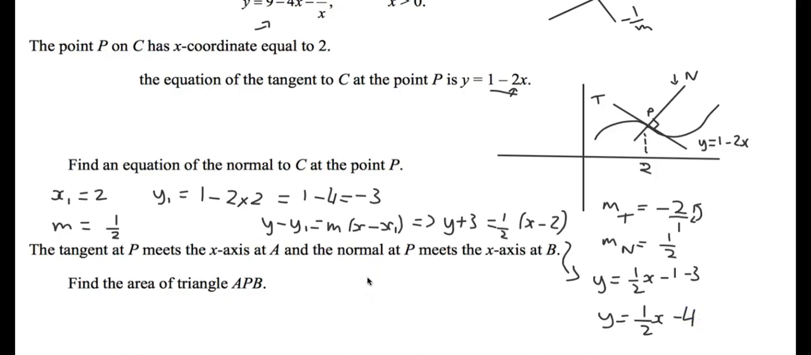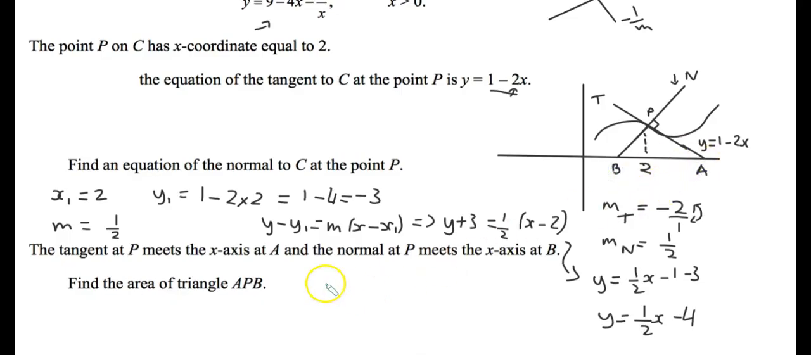Let's look at the next part of this question. So the tangent at P meets the x-axis at A, and the normal at P meets the x-axis at B. Find the area of APB. So let's try and draw this out. So the tangent at P meets the x-axis at A. So here's the tangent. So maybe we could continue this along a little bit more to this point here. And then also the normal at P meets the x-axis at B. So again, we can continue this down like that. So let's write those in. So that would be B here, and then this would be A here.